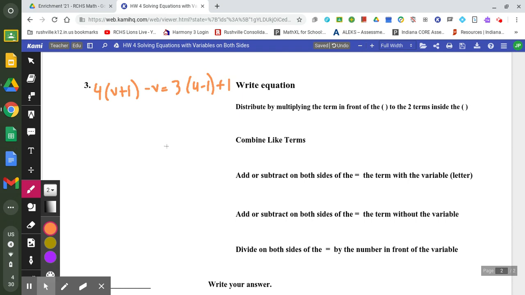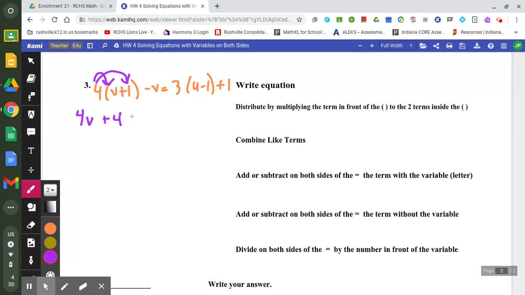So on number 3, we have quite a few things here in our equation, so make sure you get that all written correctly. And then we're going to distribute by multiplying the term in front of the parentheses to the two terms inside the parentheses. So we've got to do that 2 different times. I have 4 times v, which is 4v, and then 4 times 1 gives me plus 4.